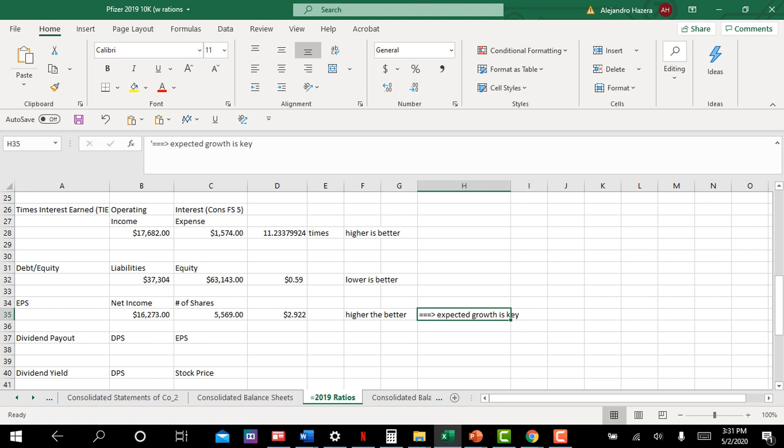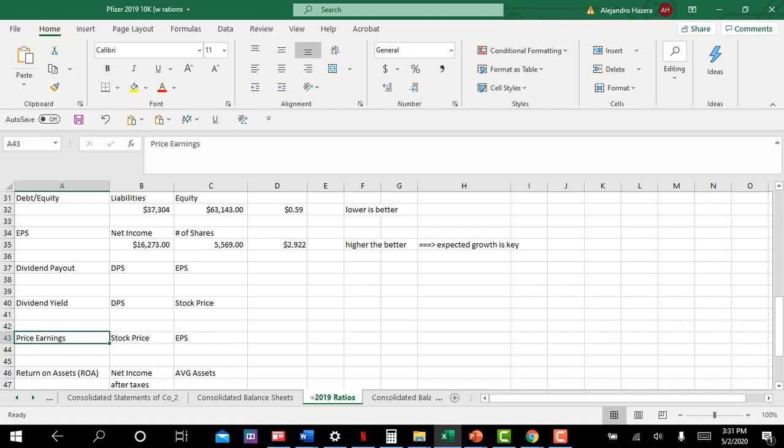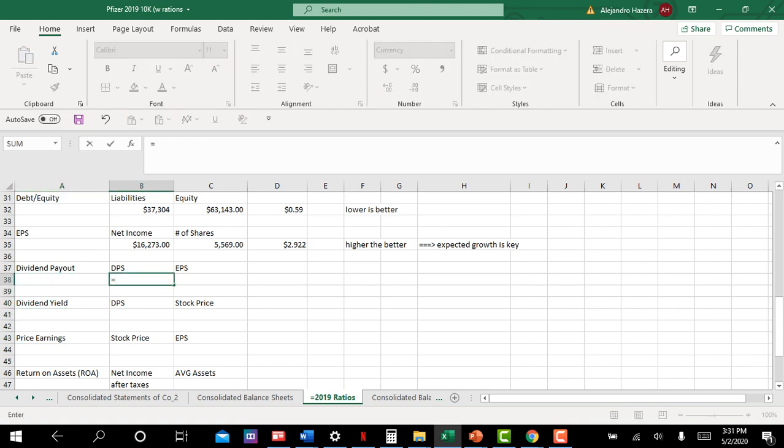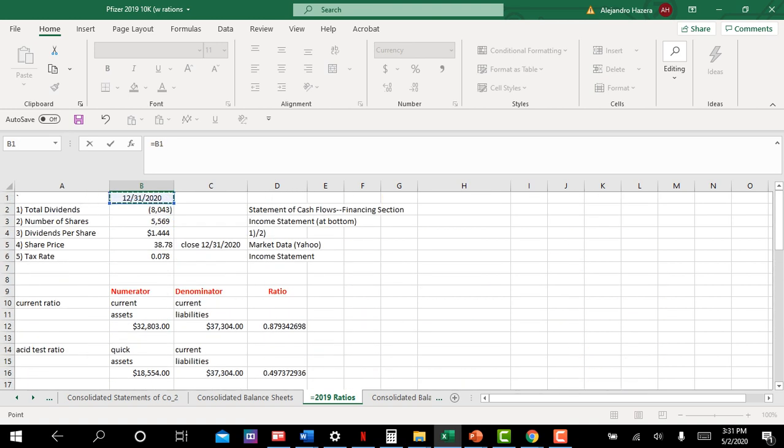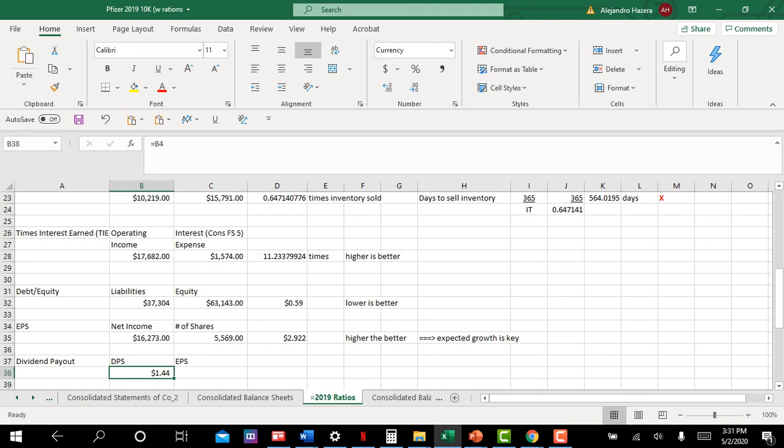Okay, and so we'll go over the analyst estimates in maybe a video and in class. This is something the book did not talk about, but which is incredibly important. Now you look at all these other ratios. DPS stands for dividends per share, and you'll remember that we calculated dividends per share up here. So all you have to do is come down, and dividends per share is equal to $1.44.